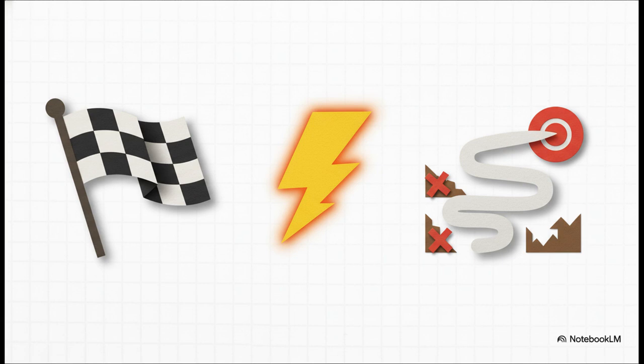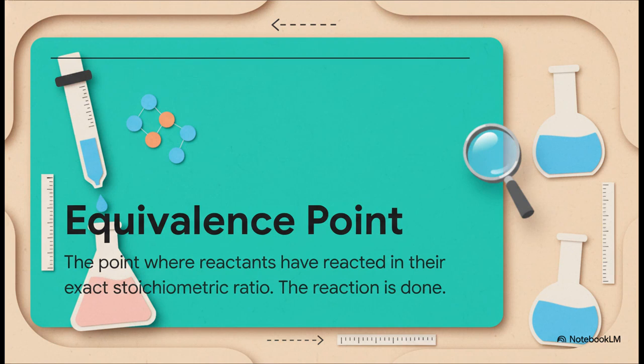It has to be complete, meaning it goes all the way to the finish line. It has to be fast, so it happens pretty much instantly. And it needs to be unique, meaning there are no weird side reactions happening that could mess up your results. So, what's the whole point of a titration? You're hunting for one very specific moment, the equivalence point. This is that perfect moment we talked about earlier, that perfect stoichiometric ratio, where the moles of the chemical you've added from the top exactly match the moles of the chemical in the flask. The reaction is perfectly finished.